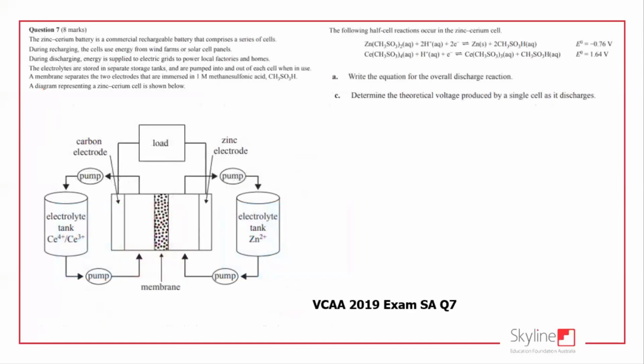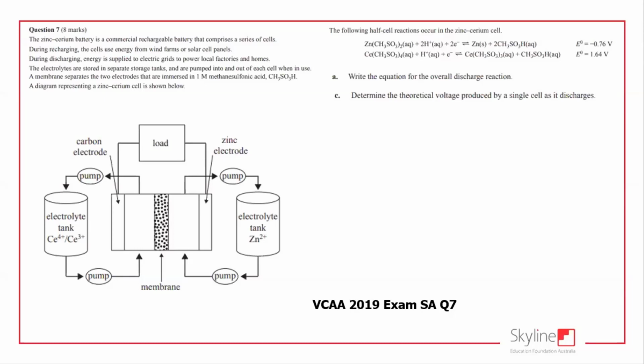All right, so here is a question from the VCAA short answer exam. This is question 7. We have a zinc cerium battery, which is a commercial rechargeable battery that comprises a series of cells. During recharging, we use solar cell panels or energy from wind farms. And during discharging, we create energy, which is supplied to an electric grid. So essentially we're harnessing energy.